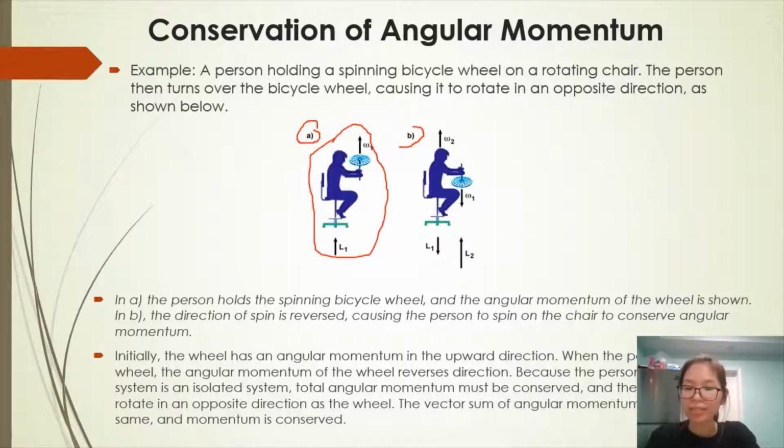Initially, the wheel has an angular momentum in the upward direction. When the person turns over the wheel, the angular momentum of the wheel reverses direction to downward. Because the person-wheel-chair system is an isolated system, total angular momentum must be conserved, and the person begins to rotate in the opposite direction to the wheel. The vector sum of the angular momentum in A and B is the same, and the momentum is conserved.